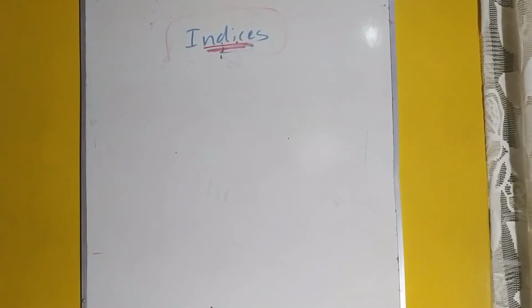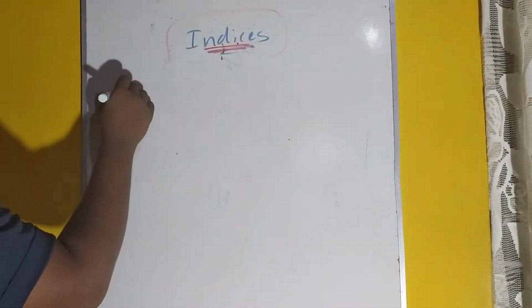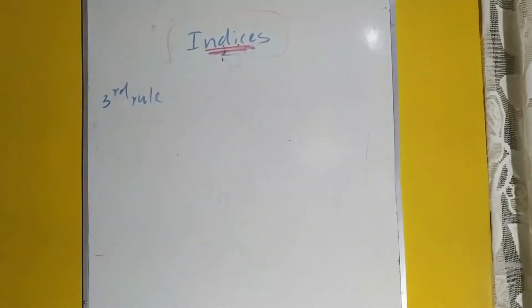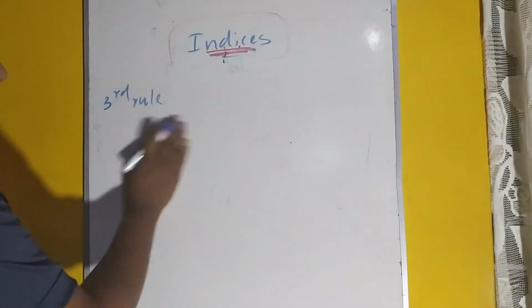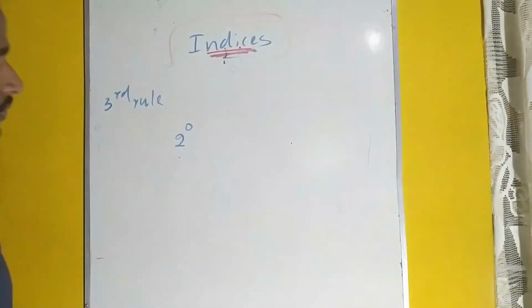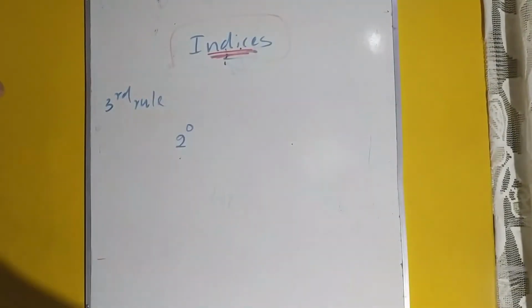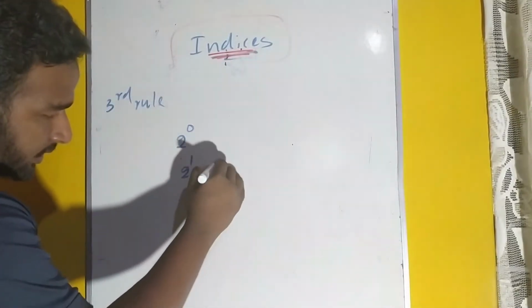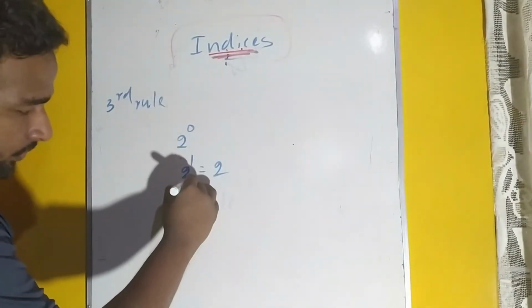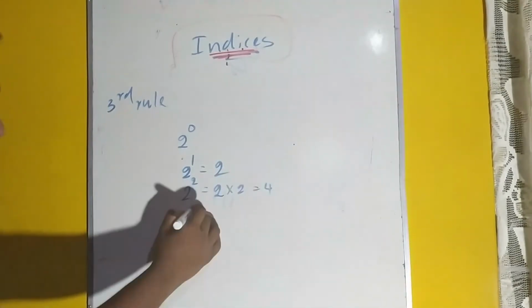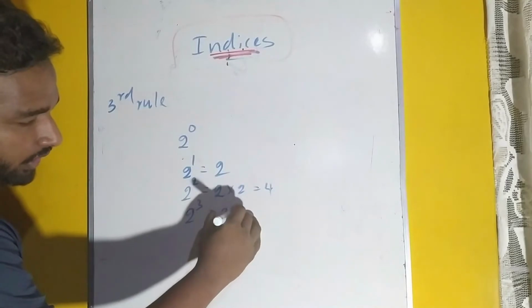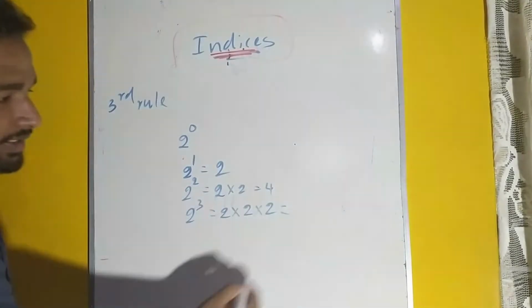Okay, let's come to the third rule. The third rule is, if the power is 0, let's take 2 to the power 0. What is the answer for 2 to the power 0? So 2 to the power 1 is 2. If you take 2 to the power 2 means what? 2 into 2, that means 4. 2 to the power 3 means 2 into 2 into 2 is 8.